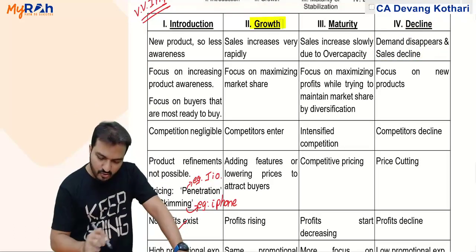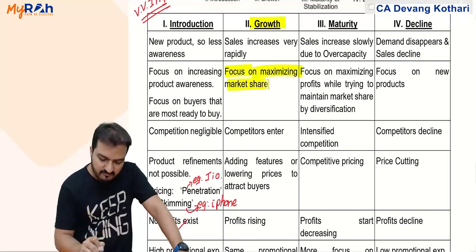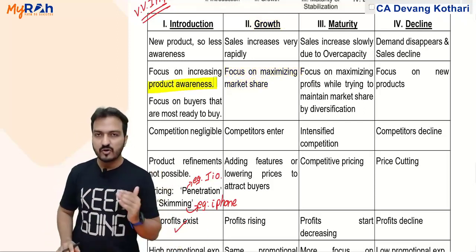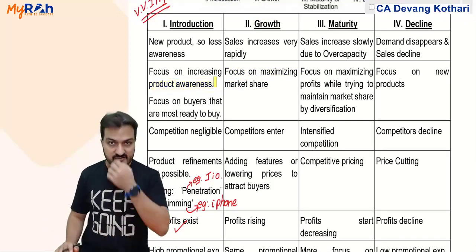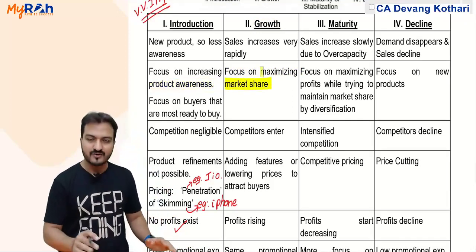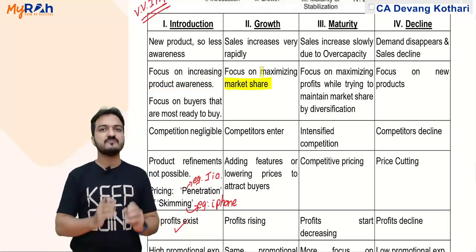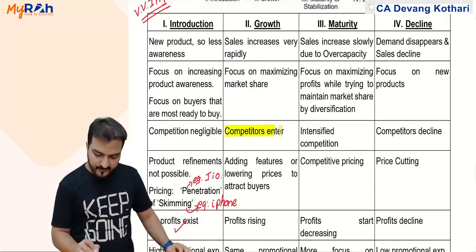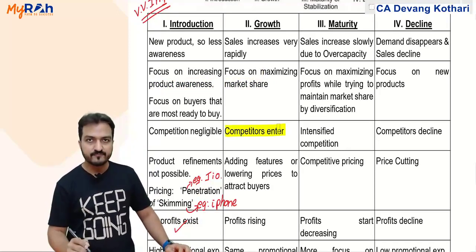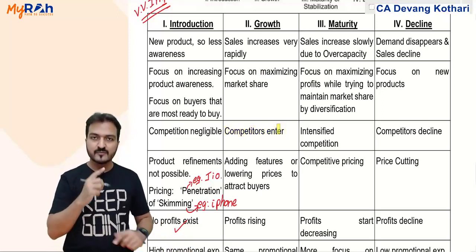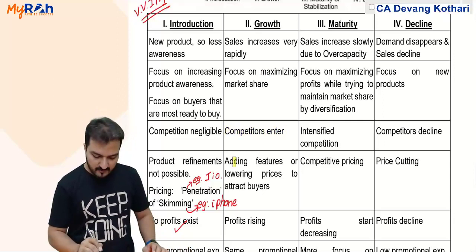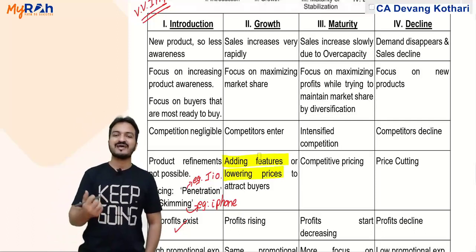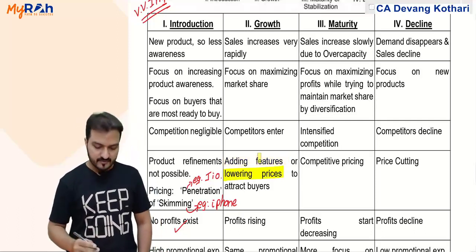Further, during the growth stage, your focus is on maximizing the market share. Now your awareness has been reached. People know your product, hence your sales have started increasing rapidly. But now your focus is not on getting awareness. Your focus is on maximizing your market share. Looking at your profits and your growth, other competitors will also enter the industry, and because of the other competitors, you need to face that competition. Maybe you will have to add some new features, or maybe you will have to lower the prices to attract the buyers. Yes, because there are competitors.